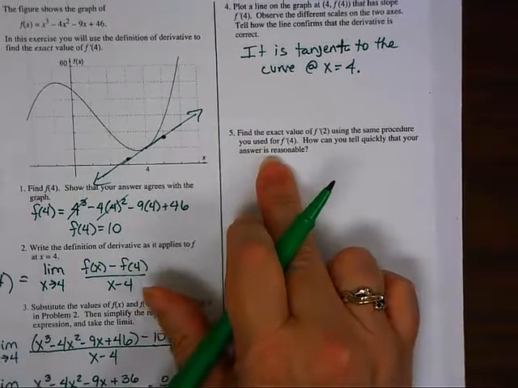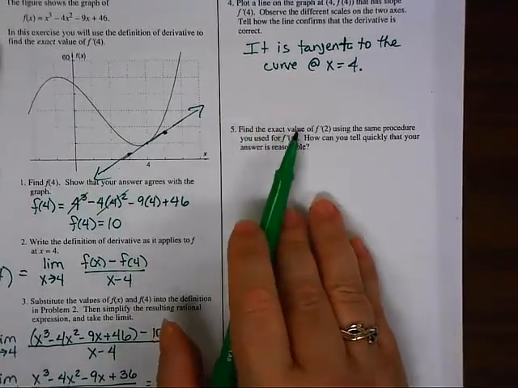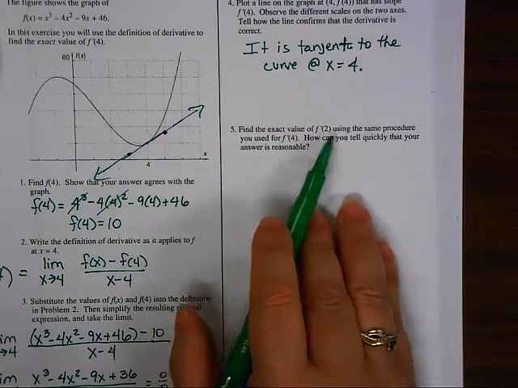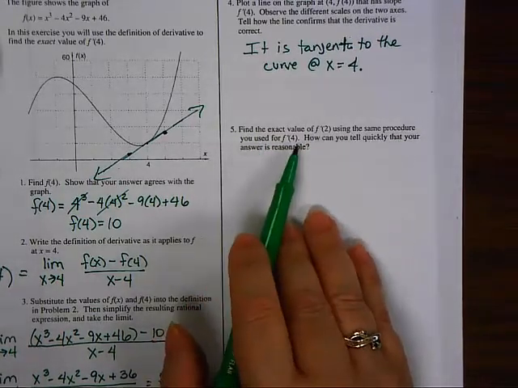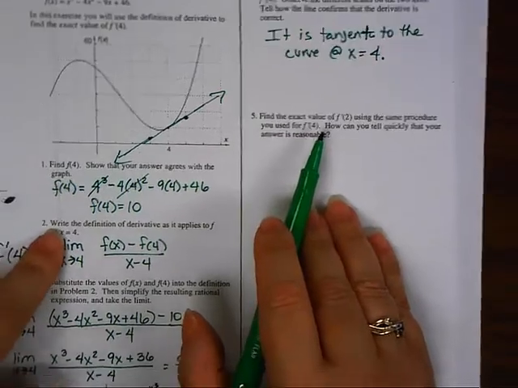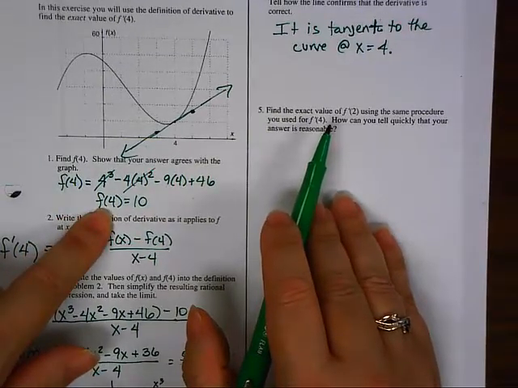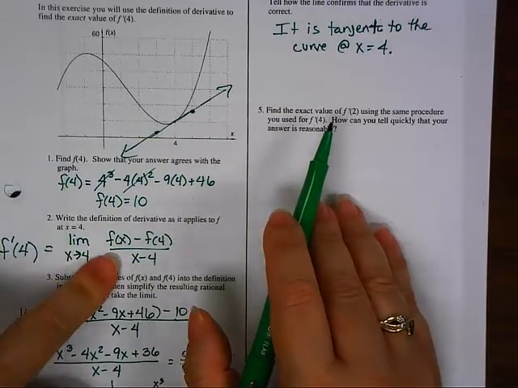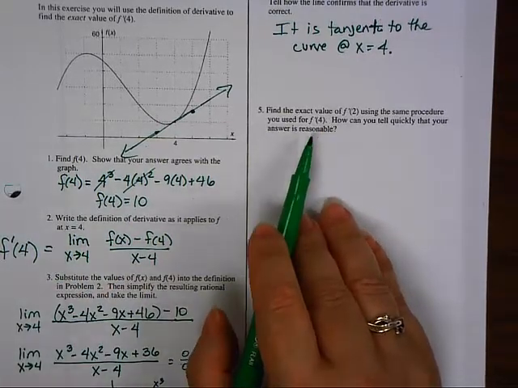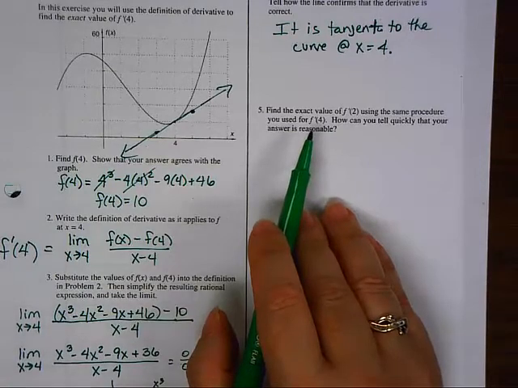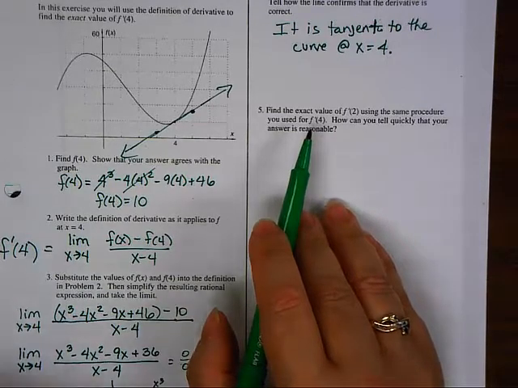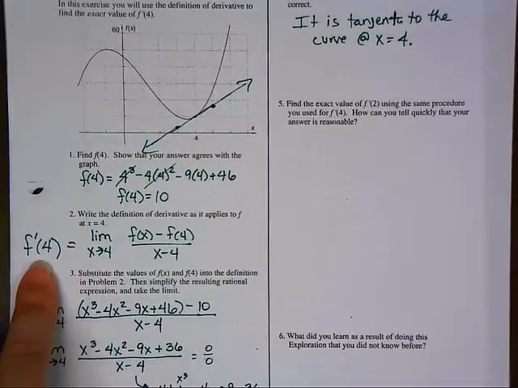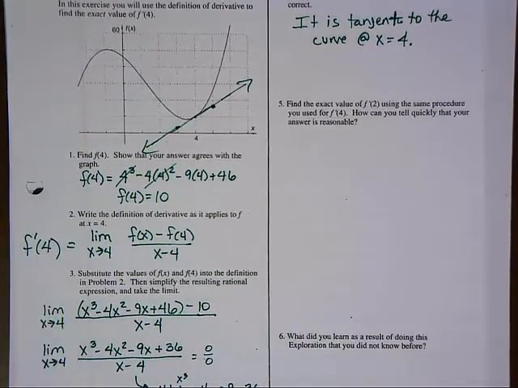Number 5. Find the exact value of f prime of 2 using the same procedure you used for f prime of 4. In other words, find f of 2, rewrite this problem where all the 4s are 2s now, and do the math. I want you to work with your table and do that right now. You're going to redo this problem, but instead of f prime of 4, you're going to do f prime of 2. See if you can do it with your table.